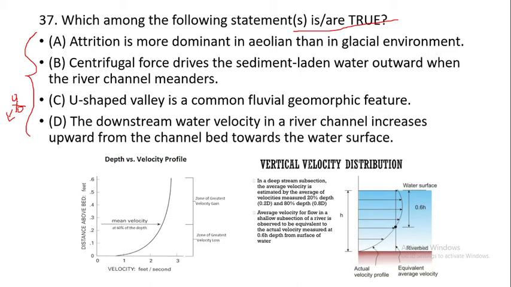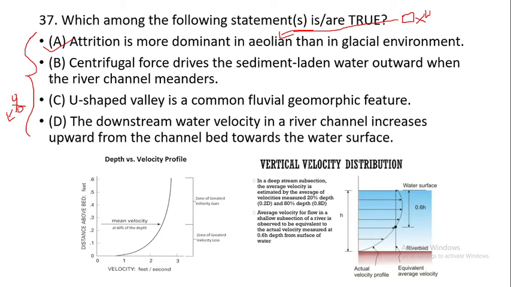Why? Because as we know, in glacial movement the material will be packed separately and there won't be much attrition process, and there won't be any prominent erosional features, or erosion also won't take place. But in the case of aeolian, attrition is more prominent. So we can say attrition is more dominant in aeolian than in glacial environment. So statement 1 is very correct. Okay, this is a very true statement.